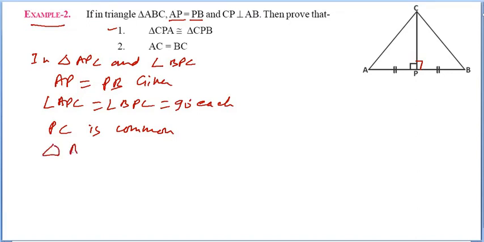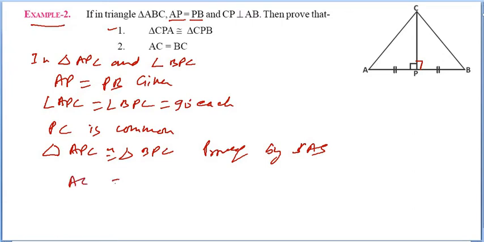So triangle APC is congruent to triangle BPC. The first one is proved. Now which rule? You can write here, by side angle side. And now AC is equal to BC. By which rule? By CPCT.